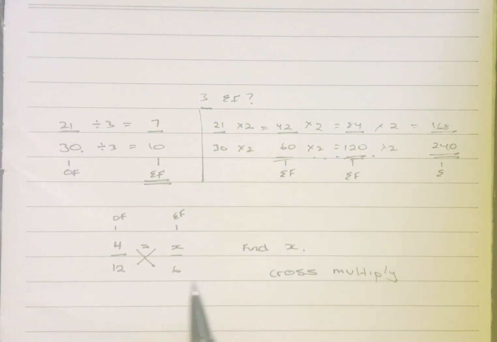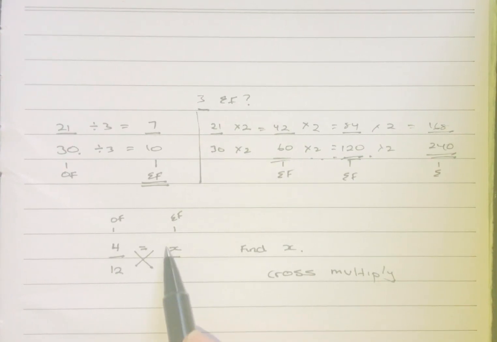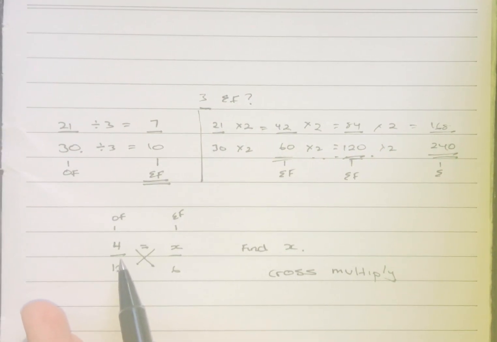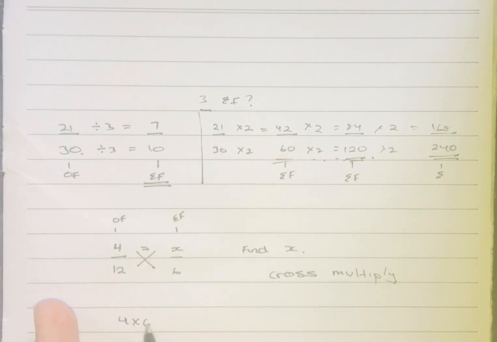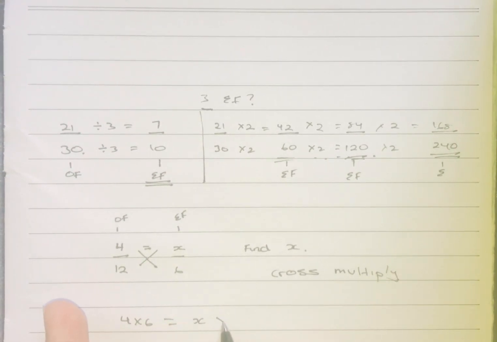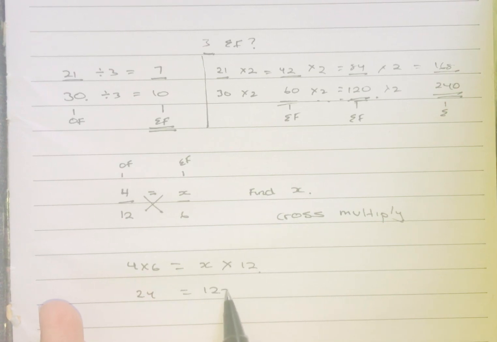Okay, so whenever you're given a question like this, where you have one original fraction, one equivalent fraction, and a variable, and you're told to look for the variable, you just need to cross multiply. What I mean by cross multiply is take the numerator of the original multiplied by the denominator of the equivalent. So 4 times 6, and then put the equal sign, and then you have the numerator of the equivalent, that is x, multiplied by the denominator of the original, so x times 12. Okay, so you're going to get 24 is equal to 12x.